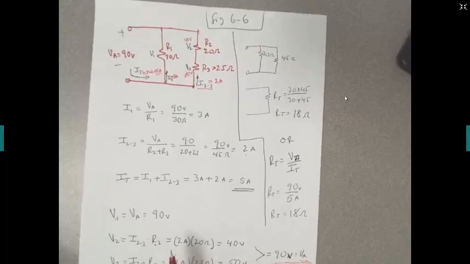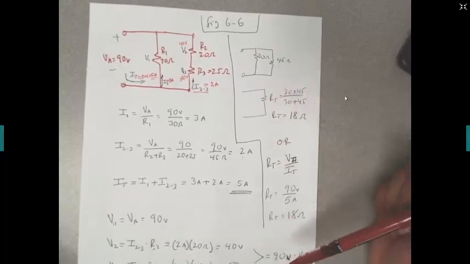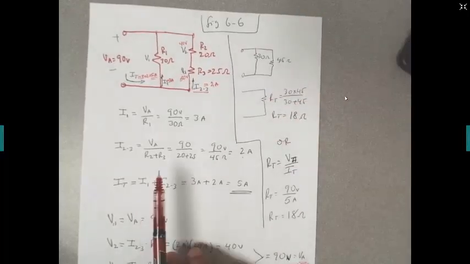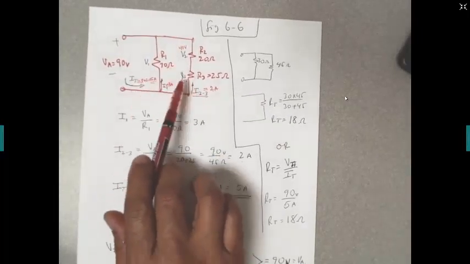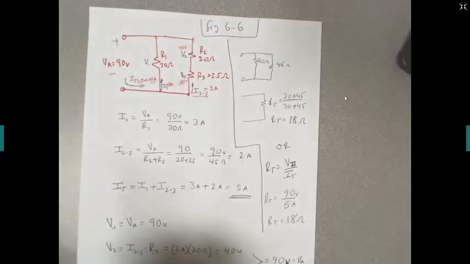Another way you can solve this problem is by finding the equivalent resistor. Let's do it that way. If this is my original circuit, I can reduce this circuit to the simplest form, which would be like this, okay?